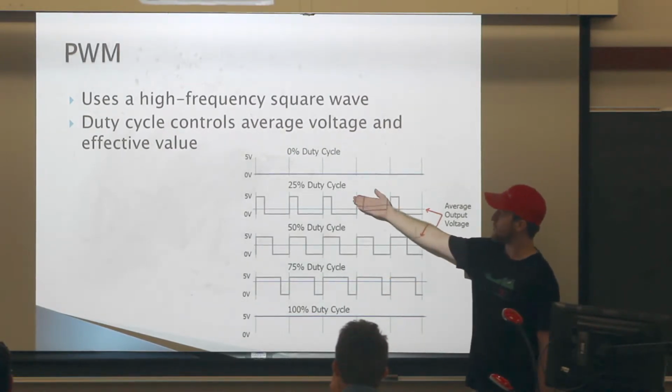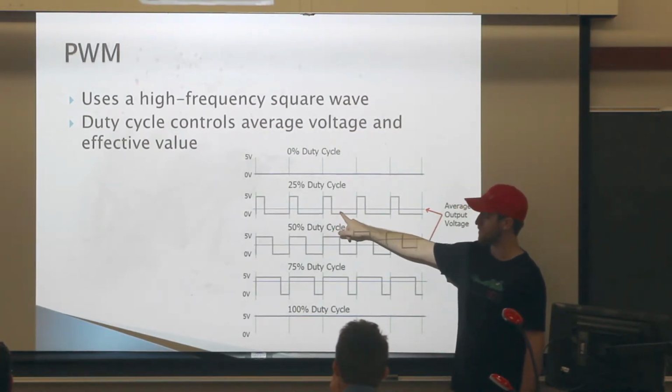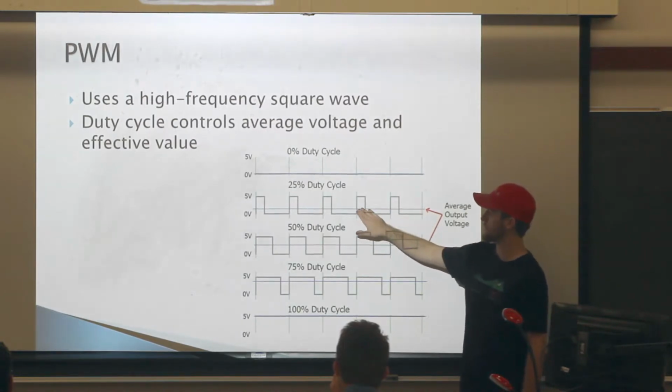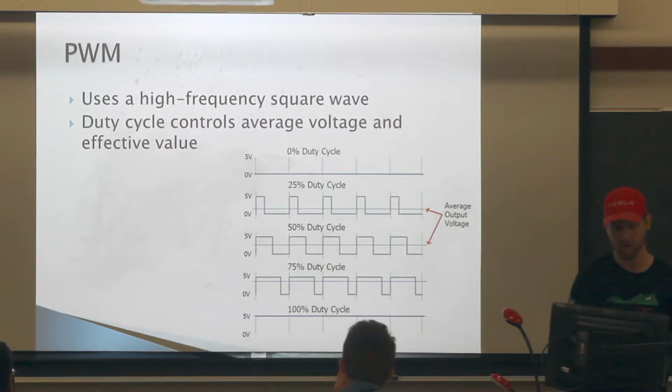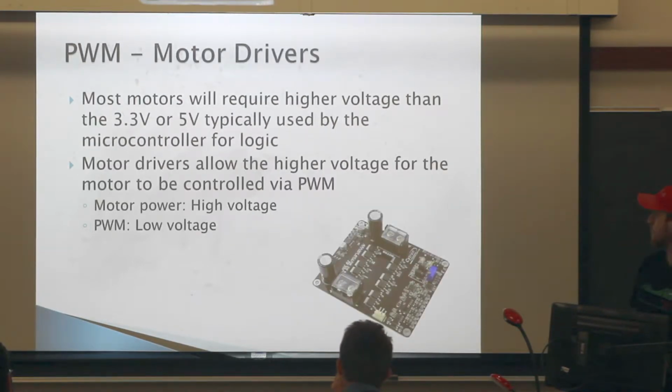And then if you lower your duty cycle more, you have less time high, more time low, so your average goes lower. This enables you to control various things. For example, motor drivers. Your motor is probably going to use a lot higher voltage than your microcontroller can handle.